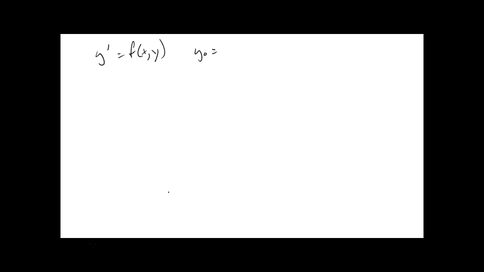Y evaluated at x0 is equal to your y0. So there's your initial point, x0, y0. This thing, y prime, is your slope. It's the first derivative. That's your slope at x0, y0, which is your first approximation.